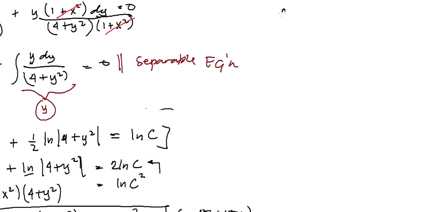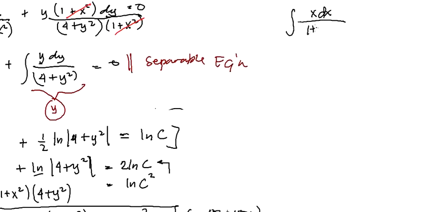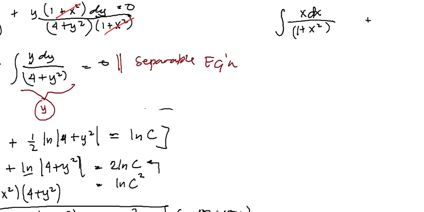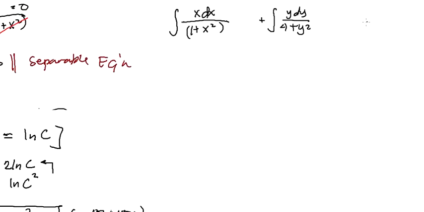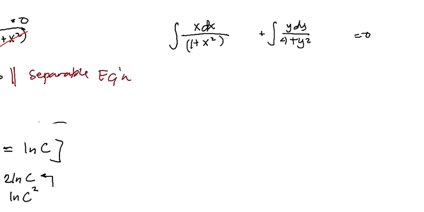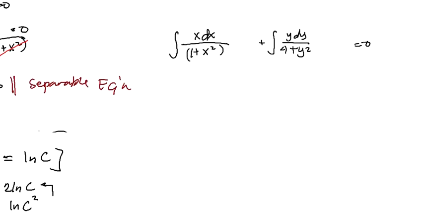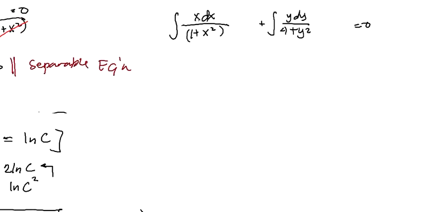So we have the integral of x dx all over 1 plus x squared, and then plus the integral of y dy all over 4 plus y squared is equal to 0. Okay, because some of you might ask how to integrate this part. So our technique here is to use the change of variables.